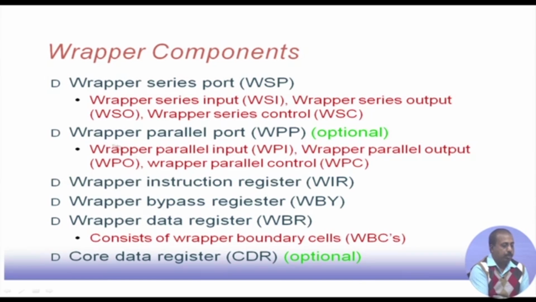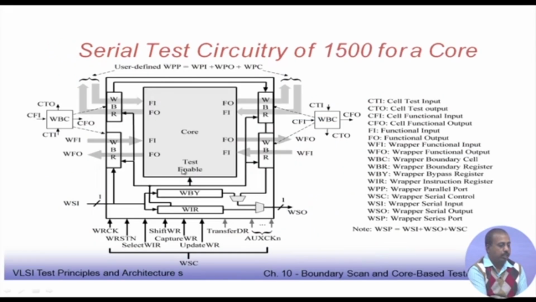Now, there is a wrapper parallel port, this is optional. As I was telling, the serial port is a must, but this parallel port is optional. If you have the parallel port, then we have wrapper parallel input, wrapper parallel output and wrapper parallel control, that is WPI, WPO and WPC. They will be coming to this part. They will also be transferred through this boundary cell, so that this can be applied in parallel to the functional inputs, or functional outputs can be collected and all that. So, that is the parallel interface.